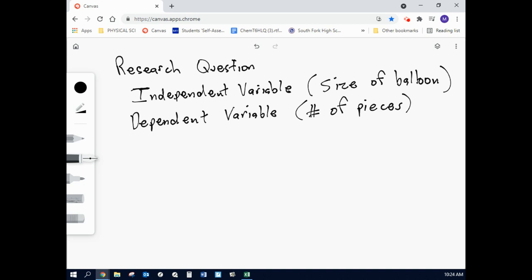Of course it does. Because look, we have two variables. Haven't you ever wondered how many pieces are going to end up if the size of the balloon is like 2 meters long or 1 meter long or 50 centimeters or 40 centimeters? Haven't you ever just stopped to ponder that?